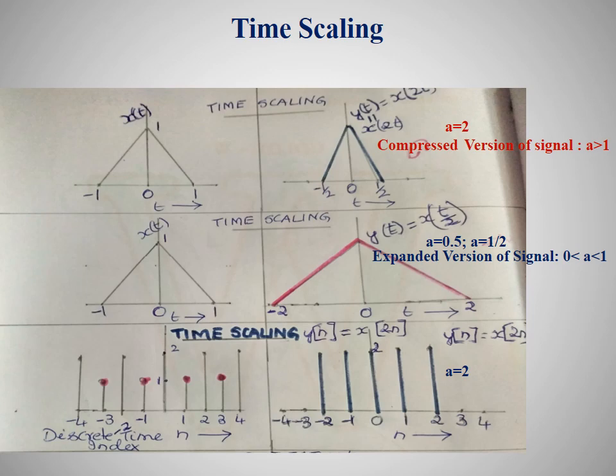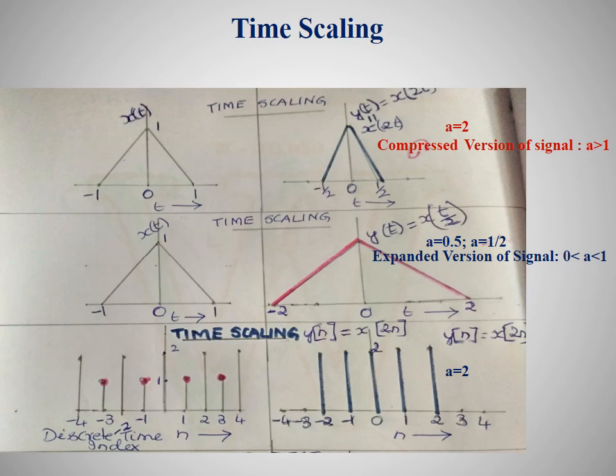Let us consider the second case where expansion of the signal happens, and this happens when y of t is equal to x of t by 2, because the previous case was for y of t is equal to x of 2t. What happens when y of t is equal to x of t by 2? It is clear that when a lies between 0 and 1, expansion of the signal happens, as can be seen from the previous slide. So, the signal which exists between -1 to +1 now exists between -2 to +2, as is evident from the graph.